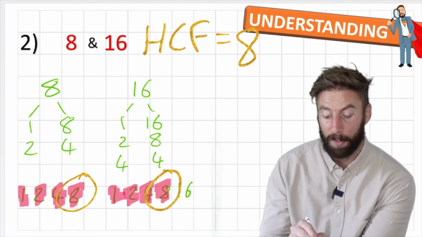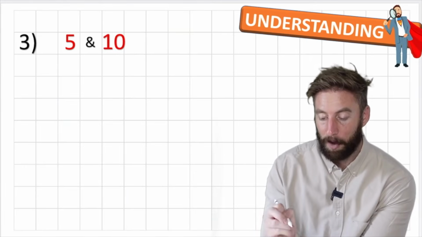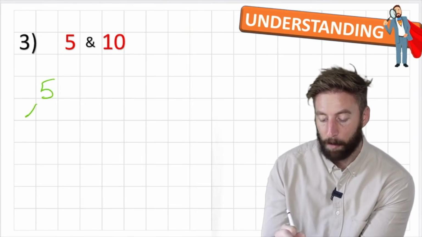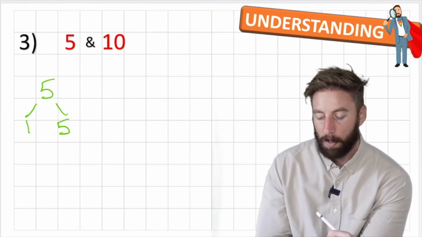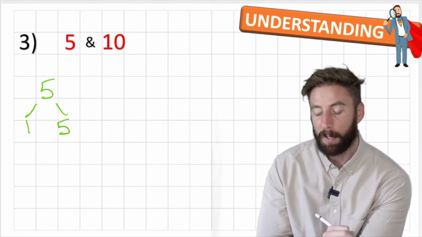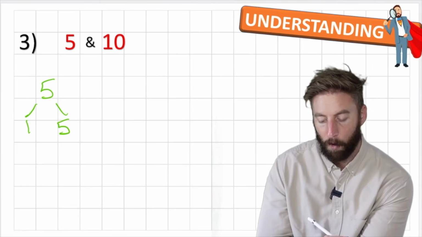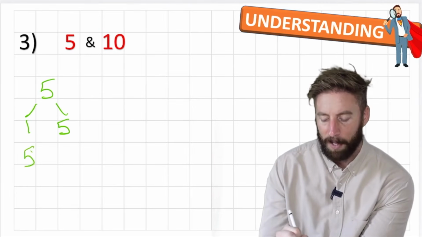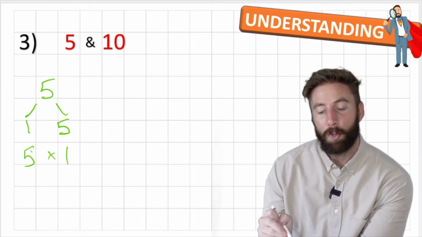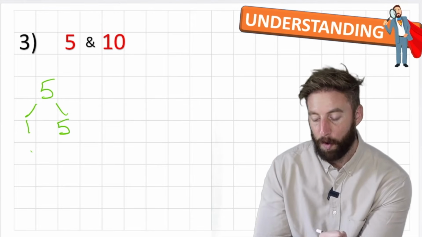Let's finish off with question 3, which is 5 and 10. So let's start with 5. Factors of 5 would be 1 and 5. And then, do I have any more? 2, no, 2 doesn't work. 3, no, 3 doesn't work. 4, no, 4 doesn't work. So we're back to 5. Well, we've already used our 5 and our 1, so we can't do that. So therefore, I only have these 2 factors.